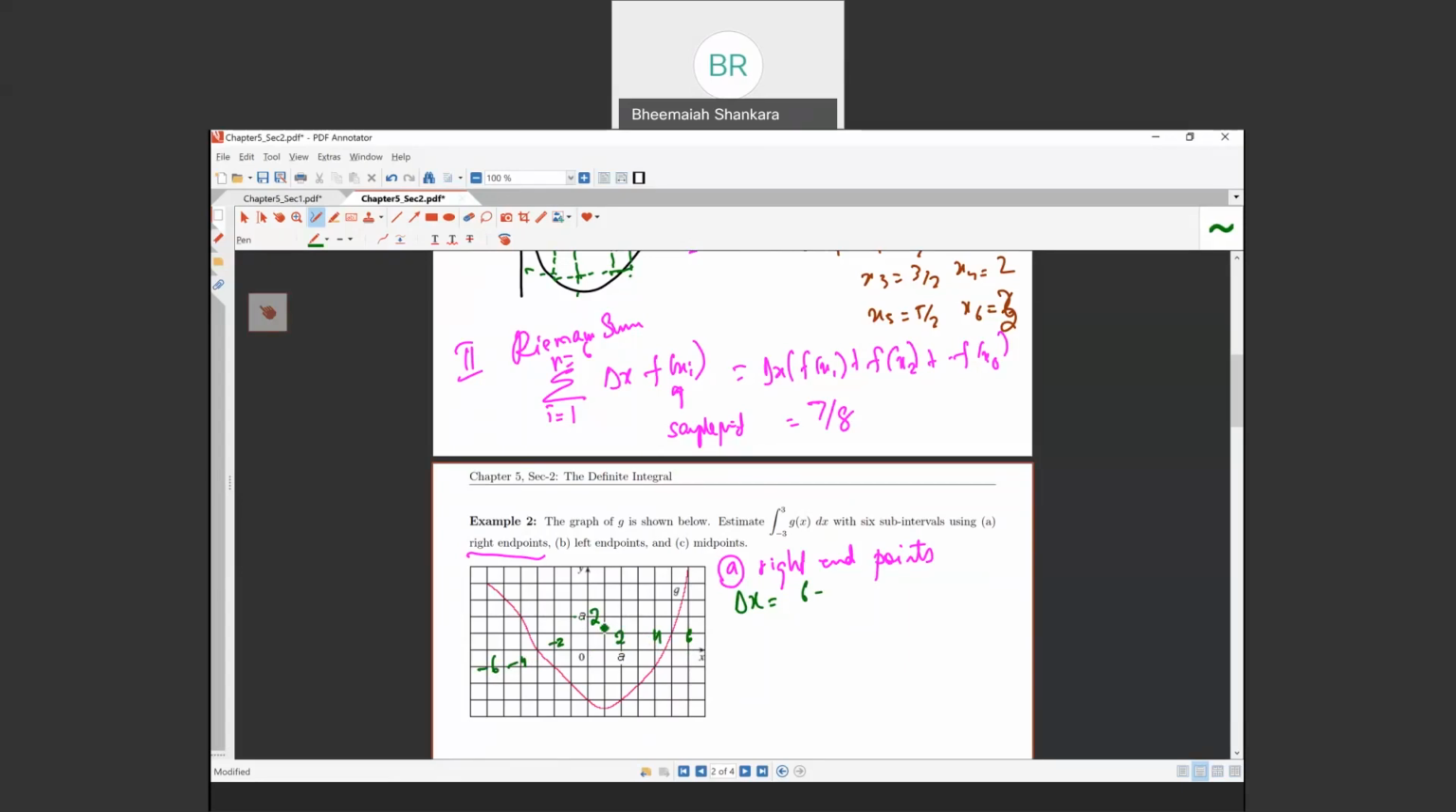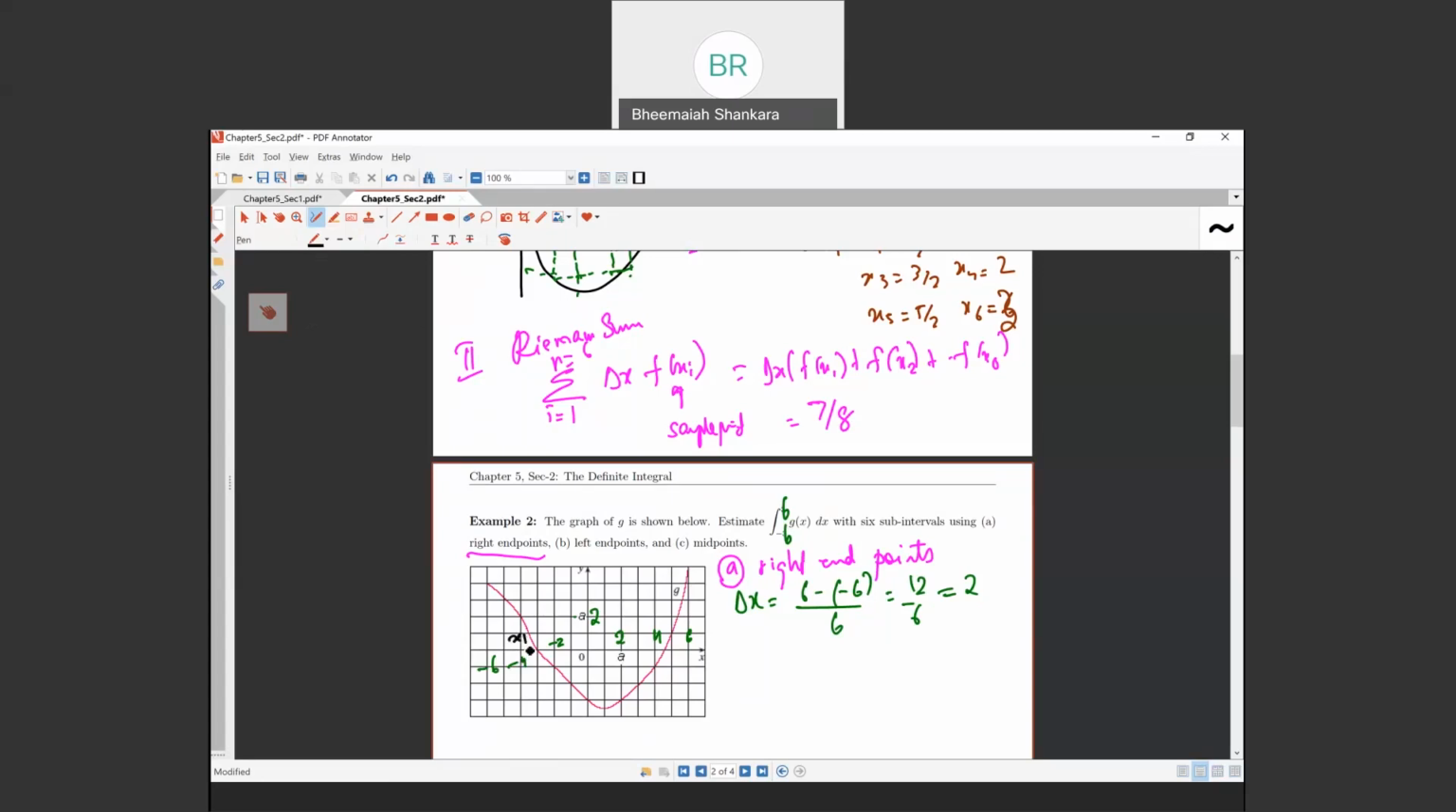So start by writing the delta x value, which is (6 - (-6)) divided by 6. I want you to change the limits here as -6 and 6. So this is 12 divided by 6, which is 2, which shows why we divided the intervals with a width 2.